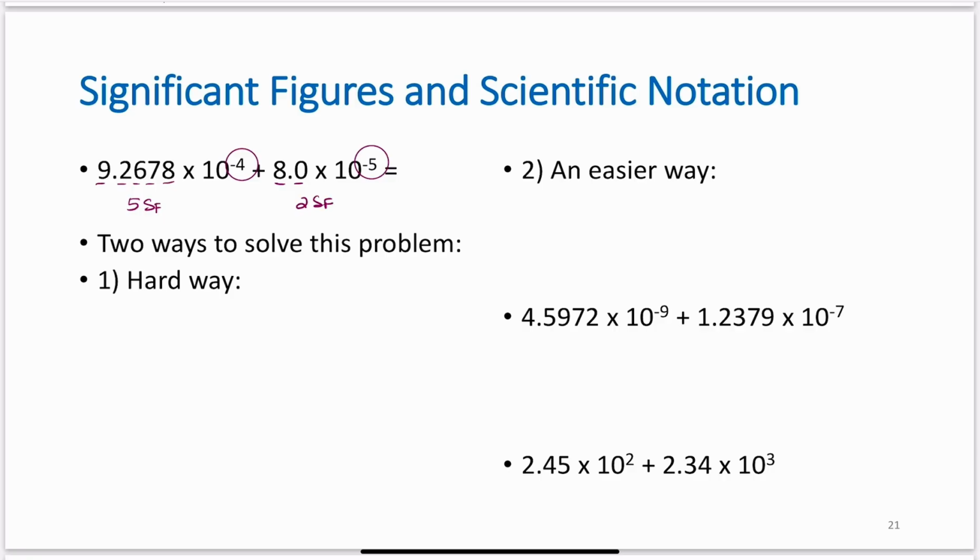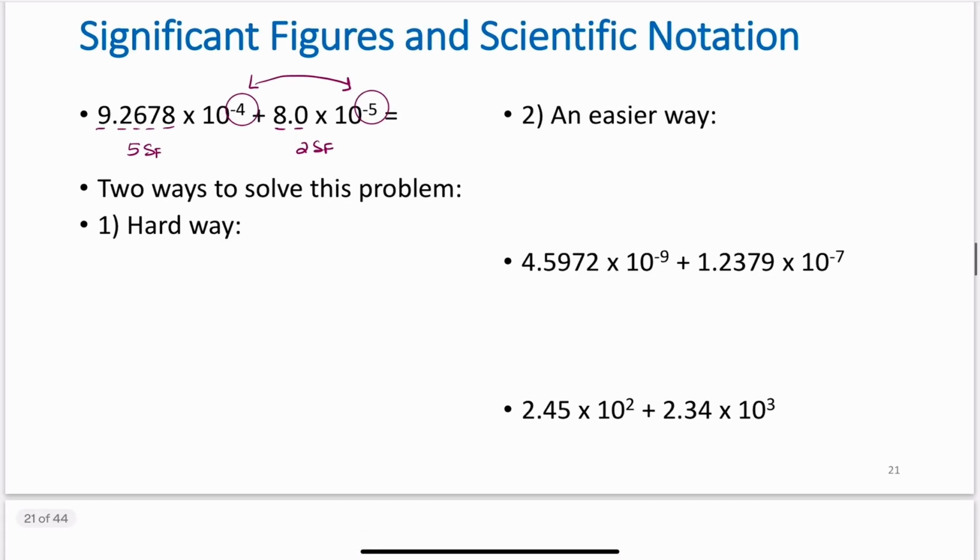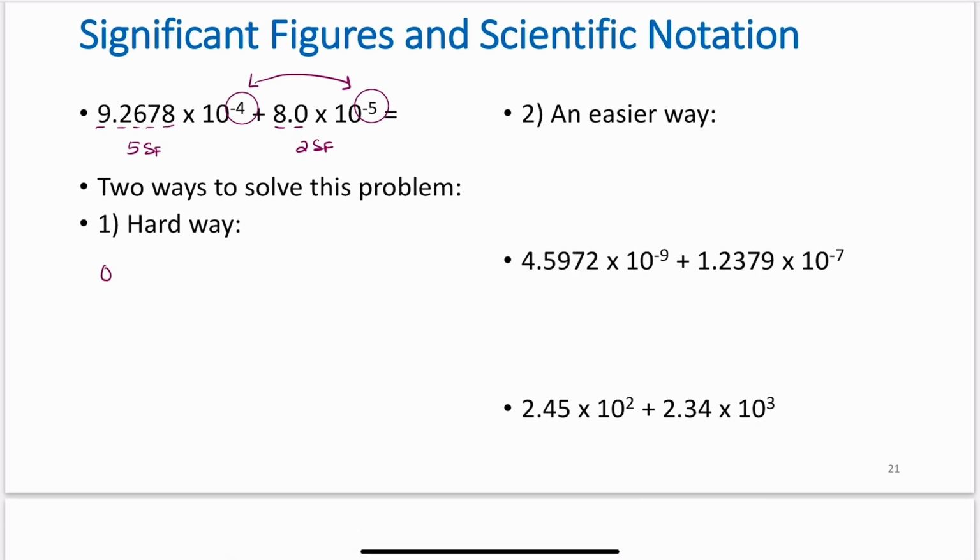So get them into the same exponent. What I mean by that is either take them entirely out of scientific notation or get them into where these numbers are matching each other. Let's go ahead and take them completely out of scientific notation. The first number is 0.000092678. The second number is 0.00080.